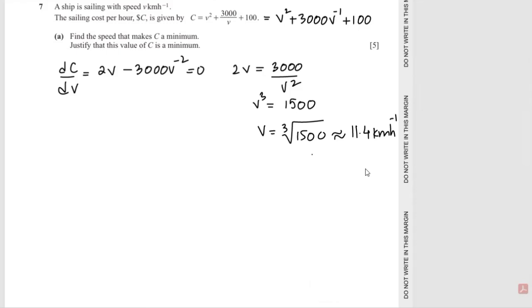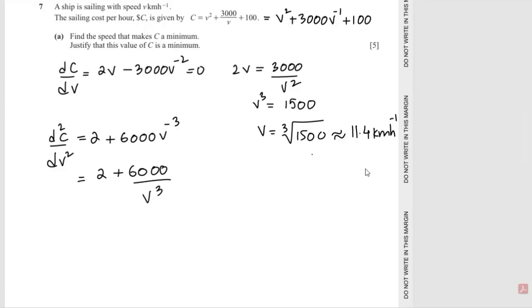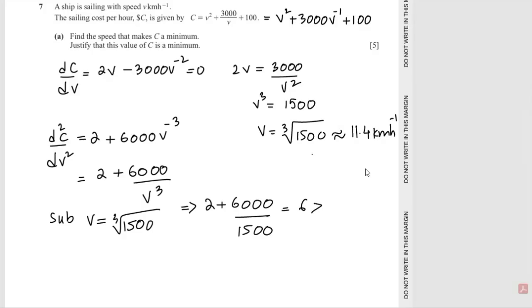So how do you justify it's a minimum? Let's re-differentiate, d squared C over dv squared. This will be 2 plus 6000 v to the power negative 3. So now you need to substitute the value of v in order to check its nature. So sub v equals the cube root of 1500. If you substitute, you will get 2 plus 6000 divided by 1500. And that's going to be 4 plus 2, 6, which is greater than 0. And hence, the nature is minimum.